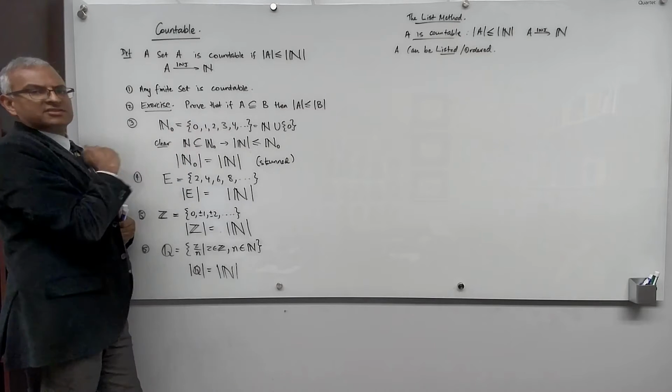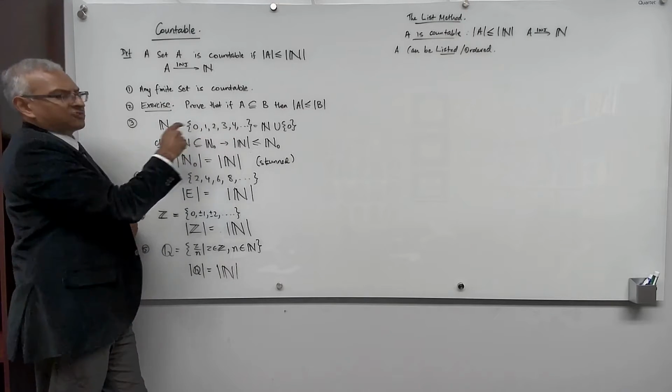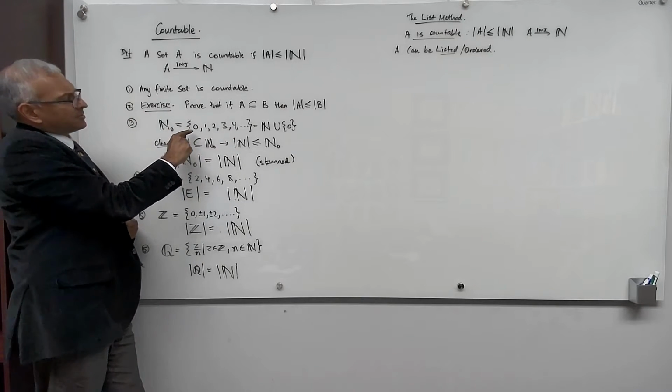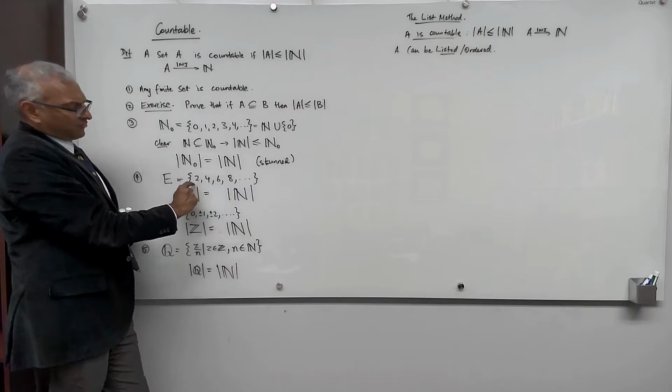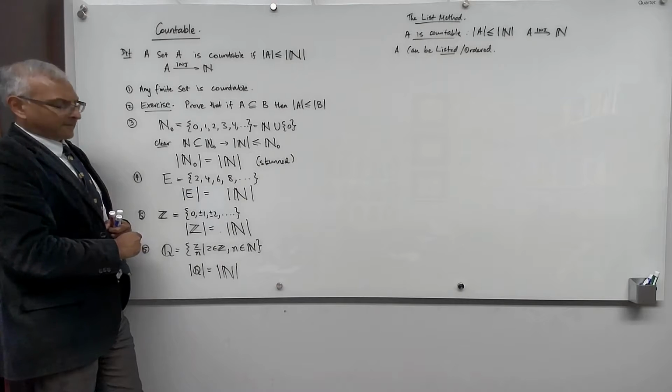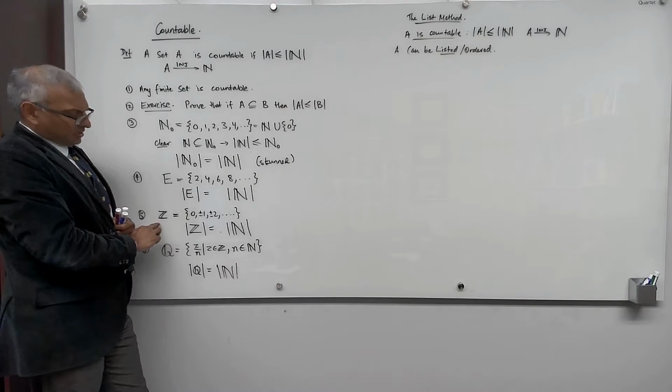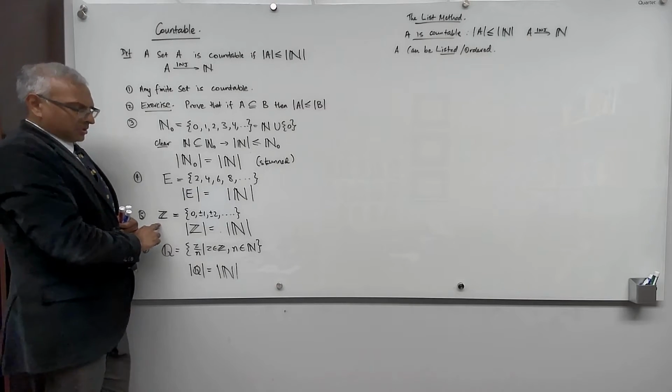N0 already exists as a list: first, second, third, fourth, fifth. Naturally listed. Even numbers already exist as a list: first, second, third, fourth, and so on. Now, the integers. Well, how would we list them?